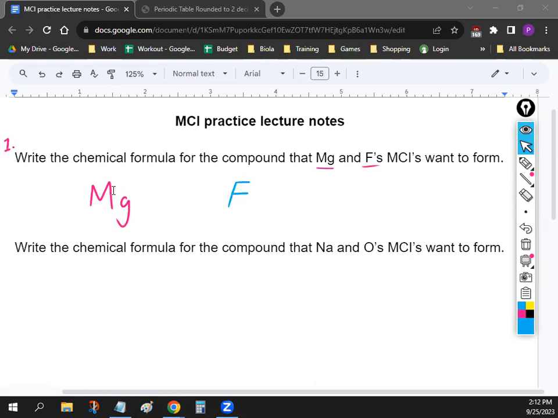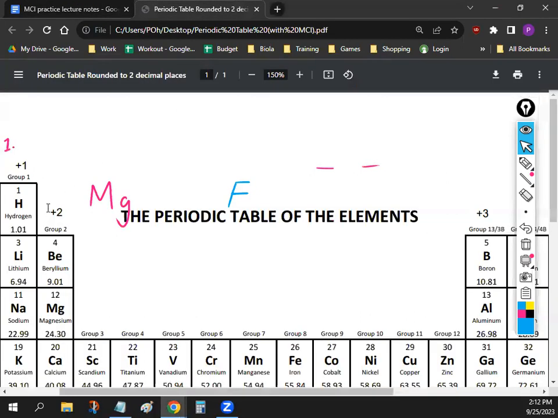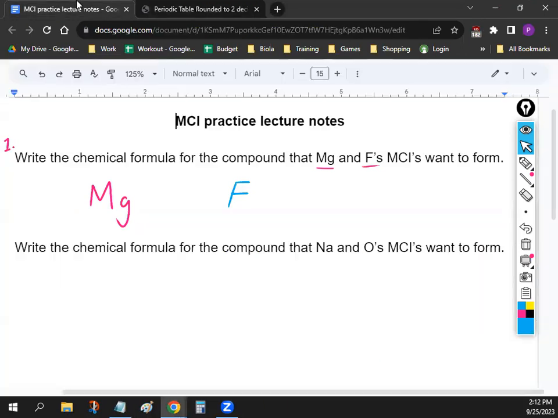All right, and what I want you guys to do is go to your periodic table, and using the info from last time, I want you to figure out what ions Mg and F want to be. So if we look at the top of the columns, if you guys remember, we talked about how the top of the column tells you what they want to be. So take about a minute, see if you can figure out what ions Mg and F want to be.